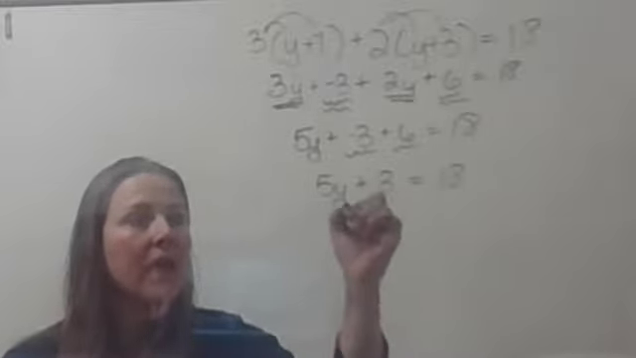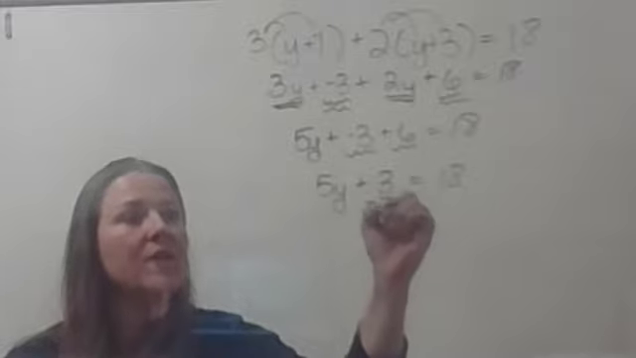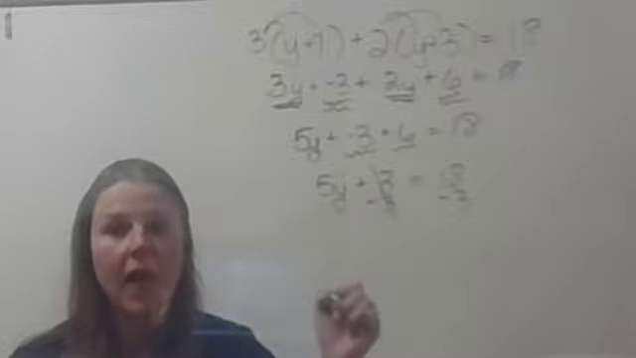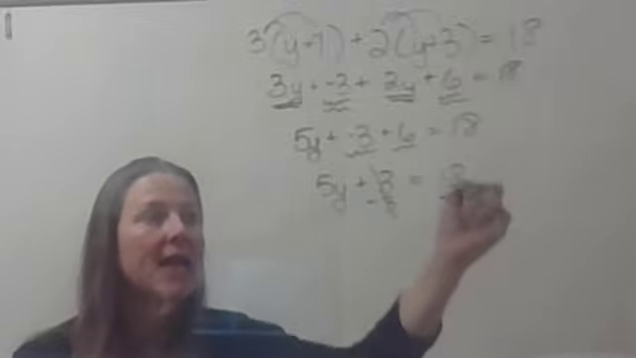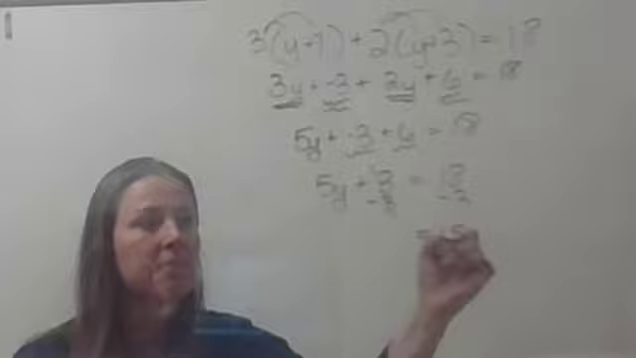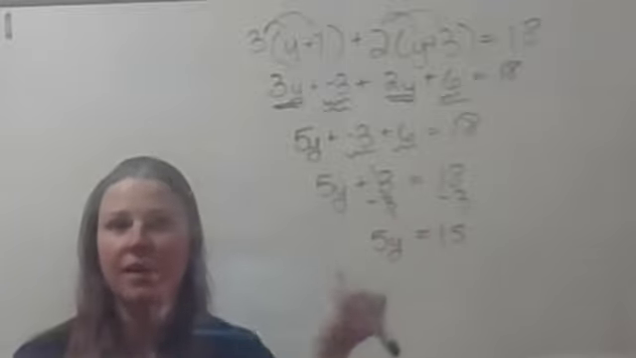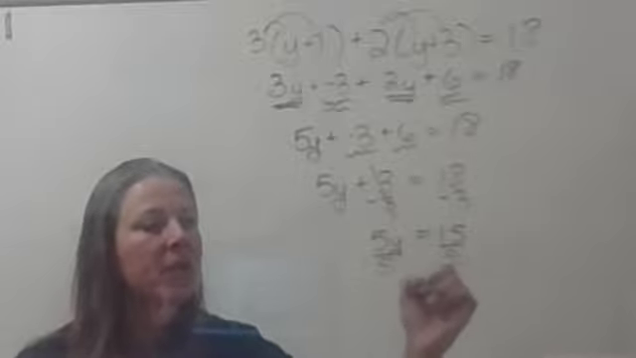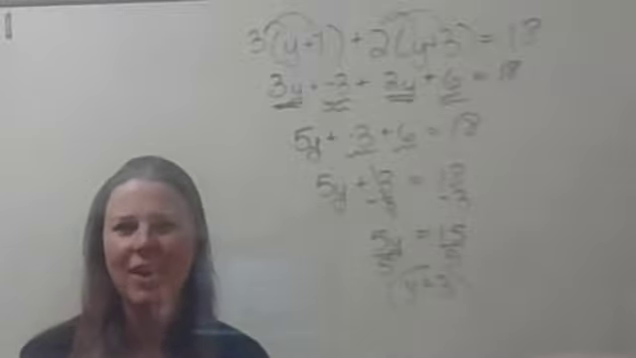So to get the y alone, now we're going to do the opposite to 3 to move it over. So right here we have 0 left, which means it's moved. And 18 minus 3 is 15. This is very exciting. It's another lovely whole number. So when you divide by 5, you're going to get 3. But let's check that work.